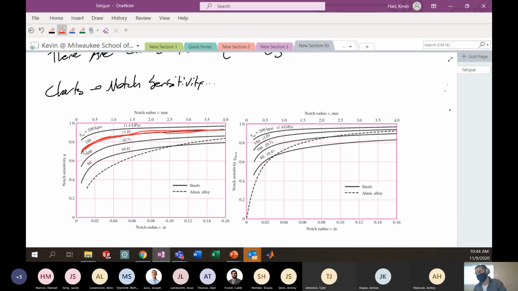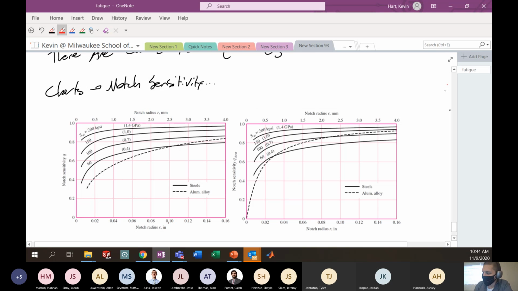Right? I look at my particular piece, and I look at the radius of the notch inside of my piece. Okay, if I'm talking about that bit in torsion, I'm just looking at the notched bit. If I'm talking about a circular hole inside of a plate, what's the radius of that circular hole? Okay, that's the notch radius. Okay, given in millimeters on the top, inches on the bottom.